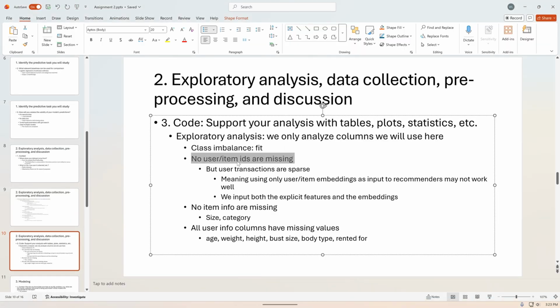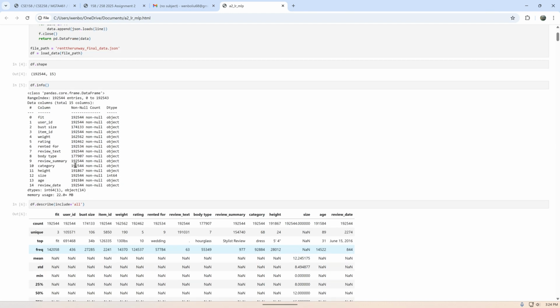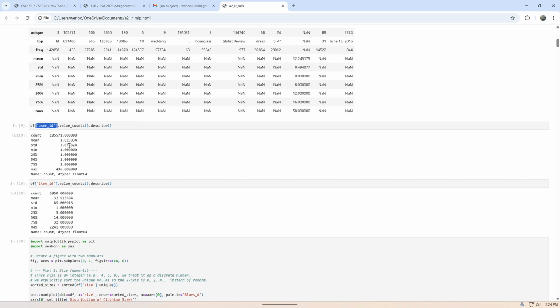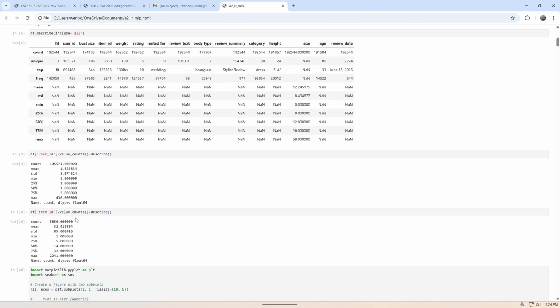And then there were no user IDs or item IDs missing, but the user transactions are sparse. Wait, let's take a look at the data first. If you look here, user ID, the mean number of transactions is 1.8. So the average user has like 1 or 2 transactions, which is not a lot. Item ID though, the mean item has about 33 transactions. So item IDs aren't sparse. The items aren't sparse.